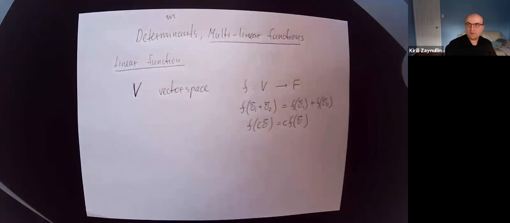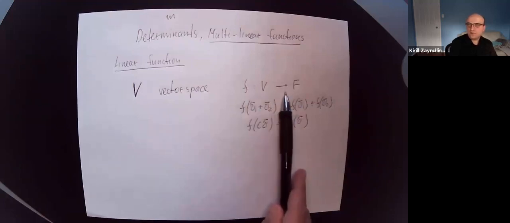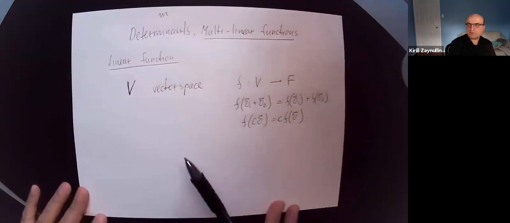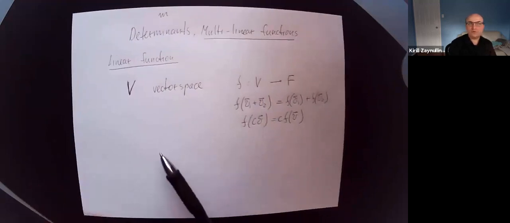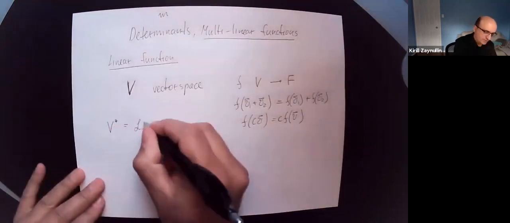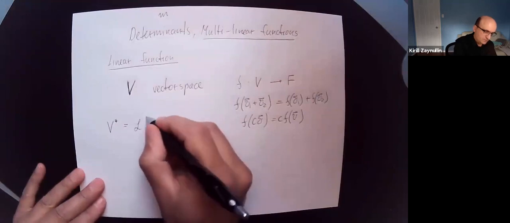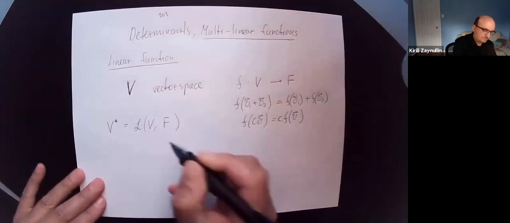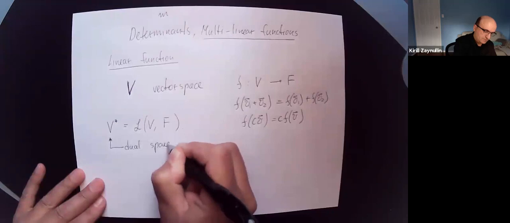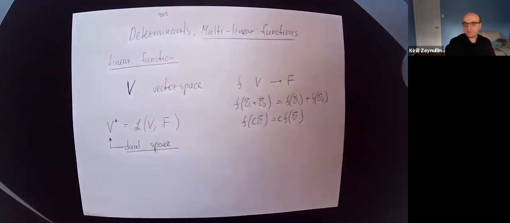Let me also add that of course you can look at the set of all such linear functions. It has the structure of a vector space because we can add functions and multiply functions by scalars, and this gives us the so-called dual space. So let me remind you that the dual space is just the vector space of all functions like this. Just a remark, we have seen it before.